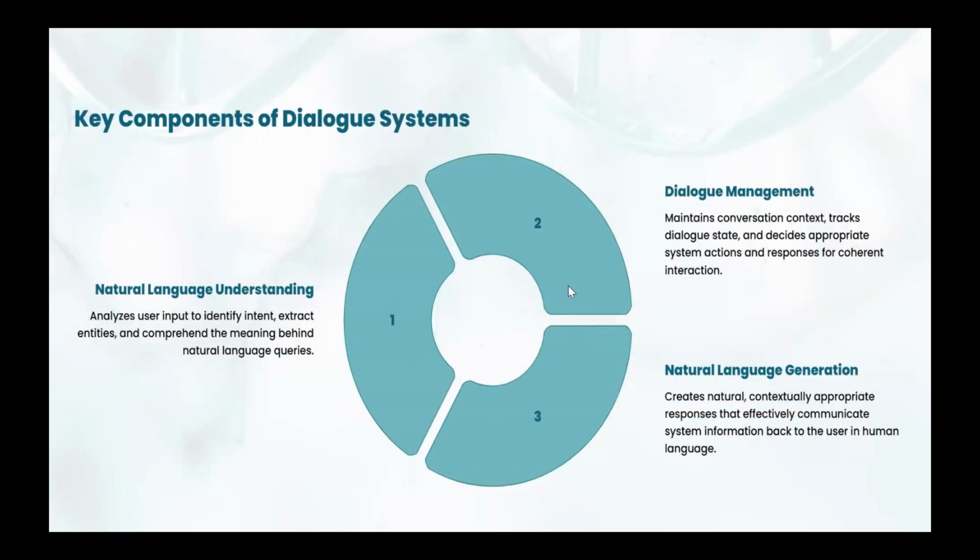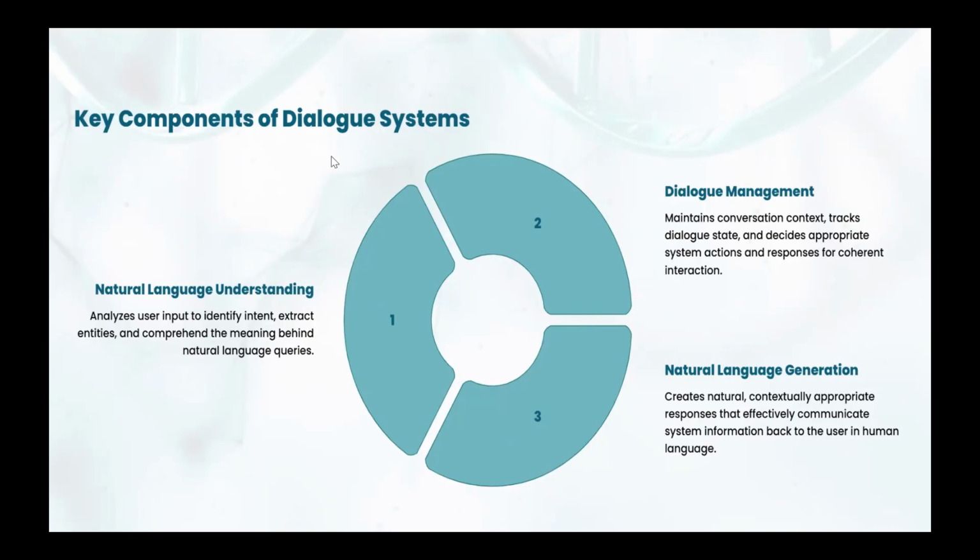Yeah, this slide: key components of dialogue systems. This includes natural language understanding, NLU. This is the system's listening and understanding step. It takes the user's input and breaks it down simply. What actions does it do? It identifies the intent, what the user wants to do, and extracts entities and simplifies it.